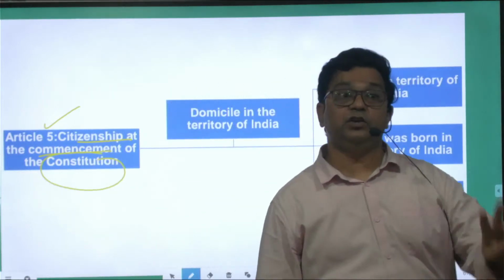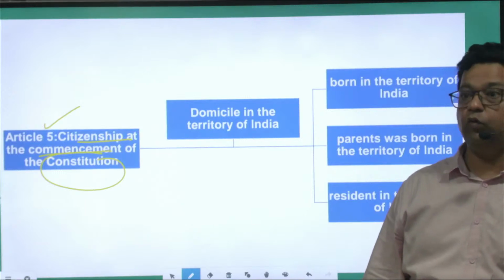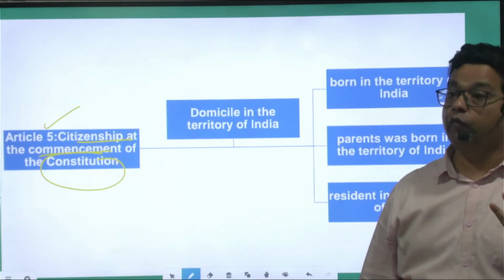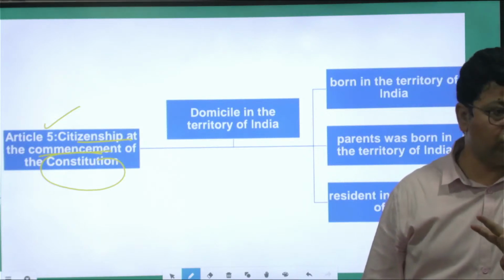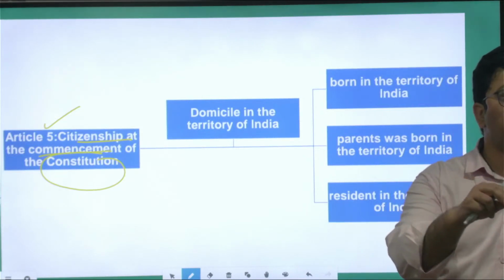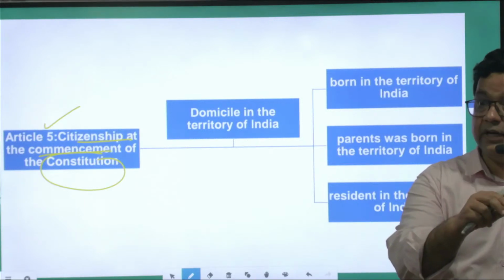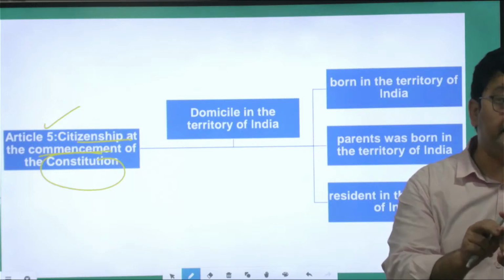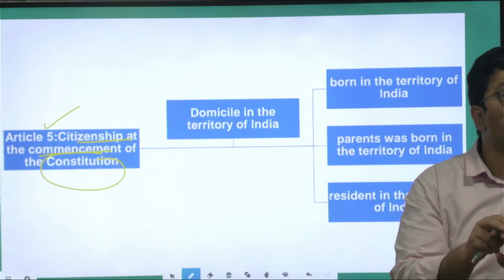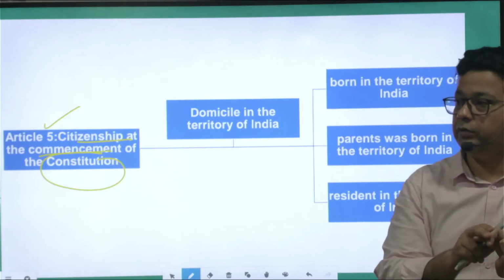So Article 5 of the Constitution talks about citizenship at the commencement of the Constitution. It has given two provisions, that who will be considered as a citizen of India at the commencement of the Constitution. Out of the two provisions, conditions, one is compulsory, mandatory, the other is optional. Are you getting my point?